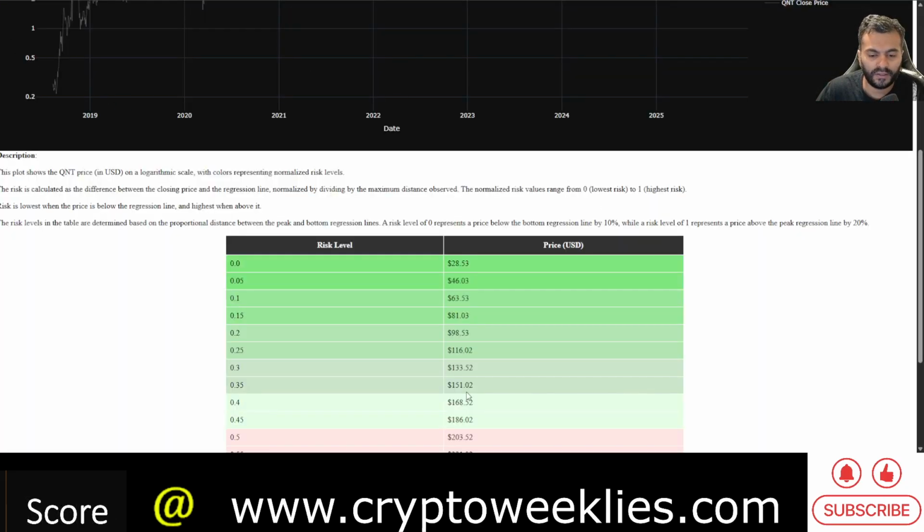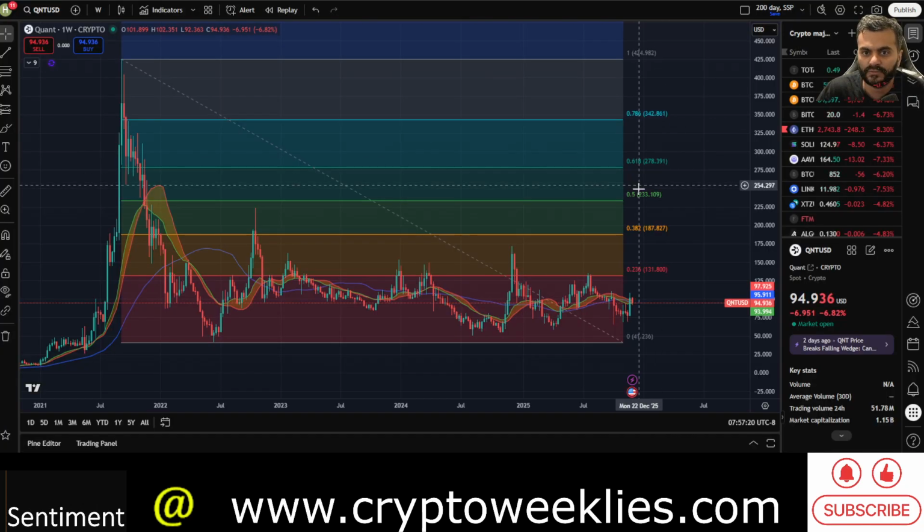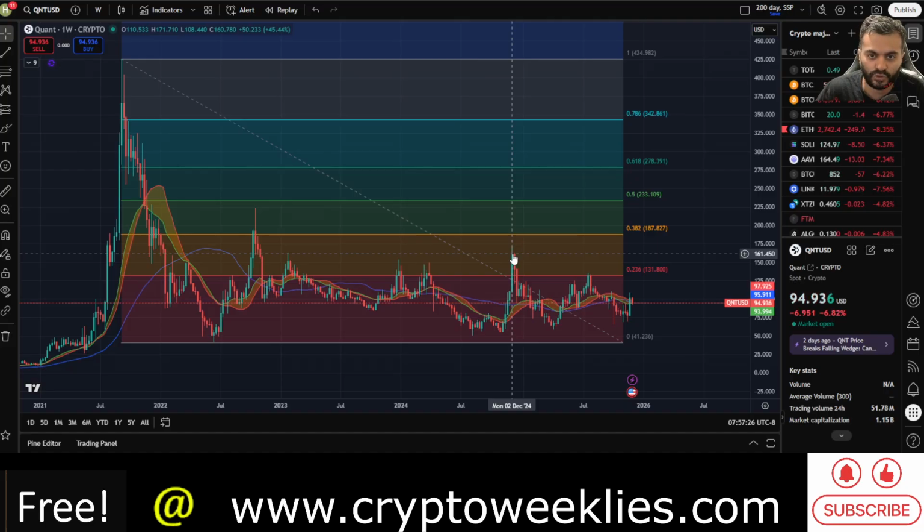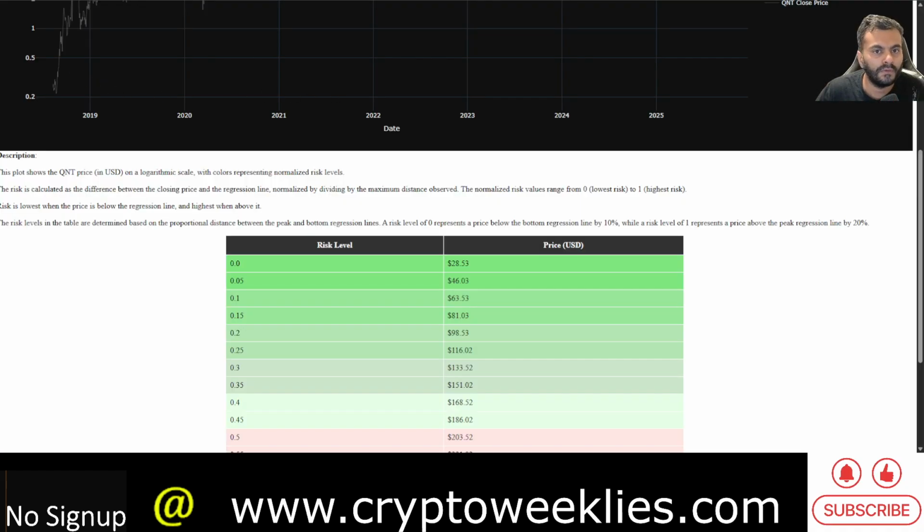If we go any higher than that, the 0.4 risk is at around $168 forecasted. The $168 is slightly lower than the 0.382, somewhere over here, where the price did eventually go in December of 2024. That was 1 year ago.